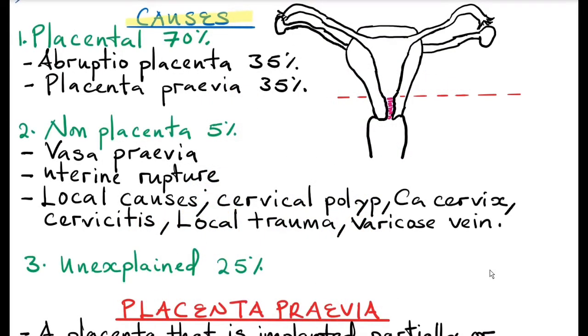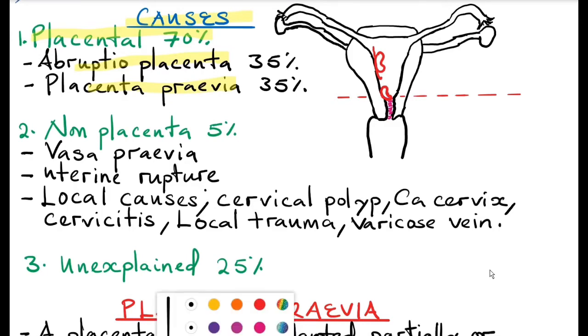Causes of antepartum hemorrhage. 70% of the cases are placental in origin, being abruptio placenta and placenta previa. So what happens in placental abruptio is that there's a well-implanted placenta here, but there's premature separation of the placenta from the endometrium, which causes bleeding. Placental abruption is also known as accidental hemorrhage or premature separation of the placenta. And then you can have a placenta previa, a low-lying placenta that implants in the lower segment here.